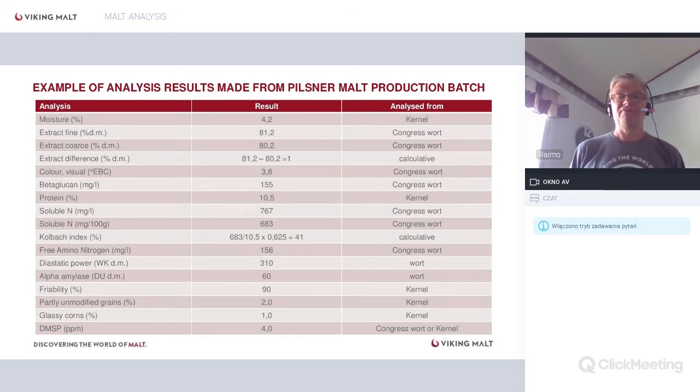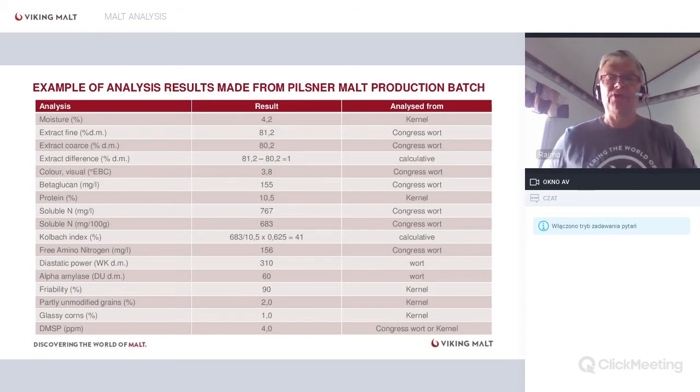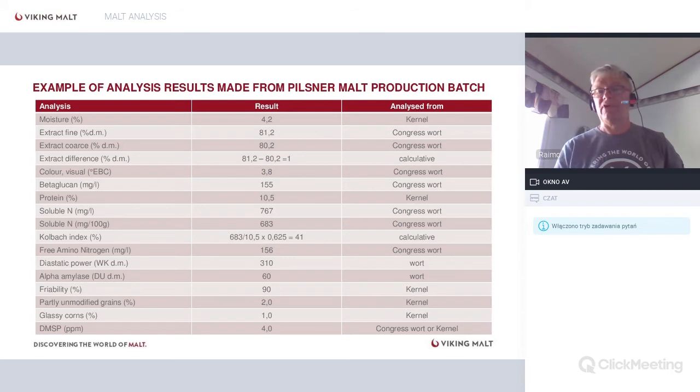And then we have the friability meter results, like friability, partly unmodified grains (PUG) and classic whole kernels to check out those, and quite typically DMSP, because we need to know the DMSP also when the Pilsner malts are in a silo, and before we do the blend, we need to be sure. Quite many analyses actually, which we need to run all the time.